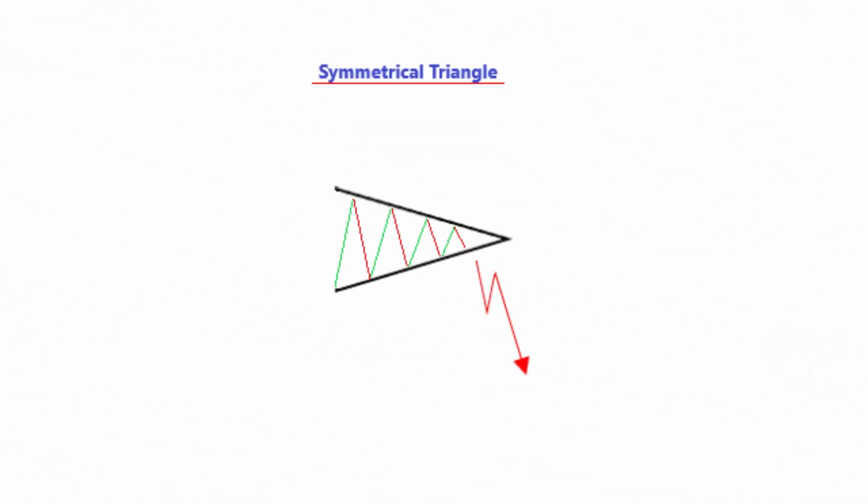Guys, now let's talk about how entry, stop loss, and the target are determined during a downward breakout or breakdown in a symmetrical triangle pattern. Price broke below the support line and performed a short retest. At this point, the safest approach is to wait until the price confirms the downward move after the retest.